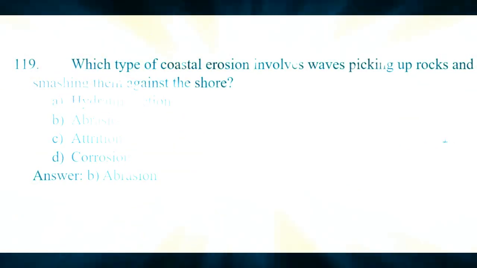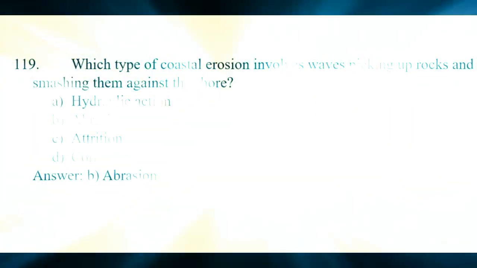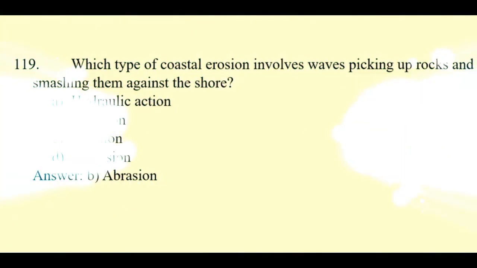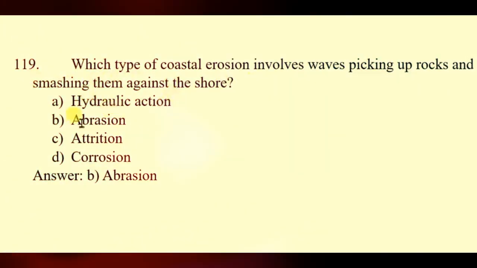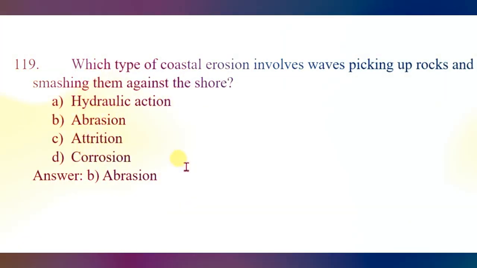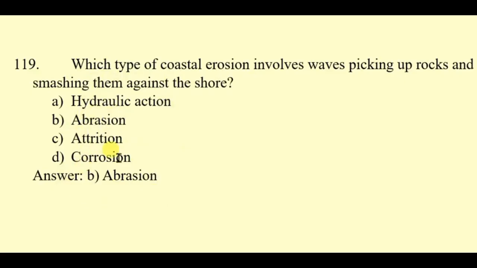Question 119. Which type of coastal erosion involves waves picking up rocks and smashing them against the shore? Hydraulic action, abrasion, attrition, corrosion. Here the correct answer will be abrasion. With the material, they create the pressure on the coastal area or coastal sands, coastal sediments, etc.